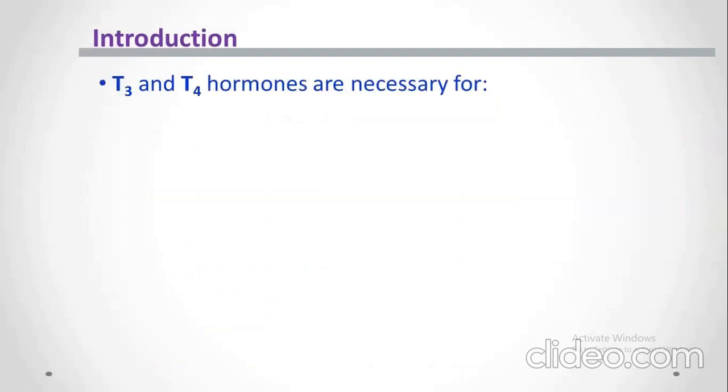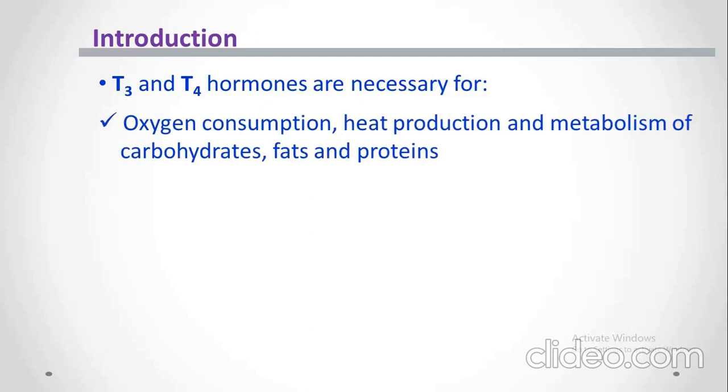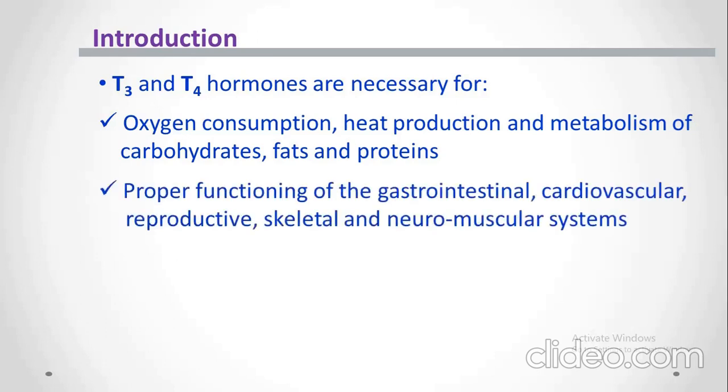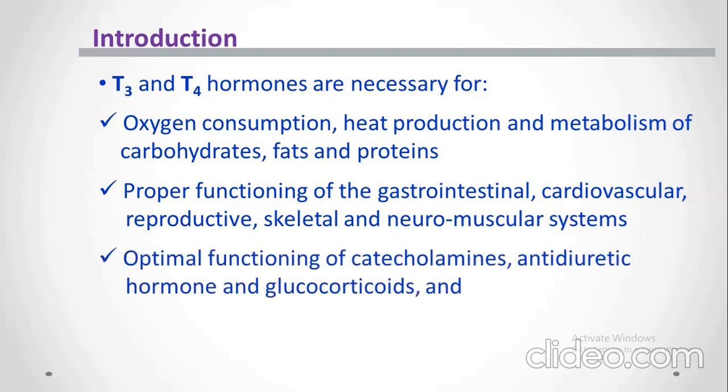The T3 and T4 hormones play an important role, and here we discuss why they are necessary. These T3 and T4 hormones are necessary for oxygen consumption, heat production and metabolism of carbohydrates, fats and proteins. They are required for proper functioning of the gastrointestinal, cardiovascular, reproductive, skeletal and neuromuscular systems. They are needed for optimal functioning of catecholamines, antidiuretic hormone and glucocorticoids, and are required for normal growth and differentiation.